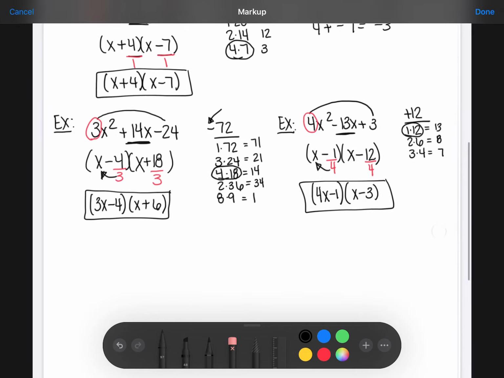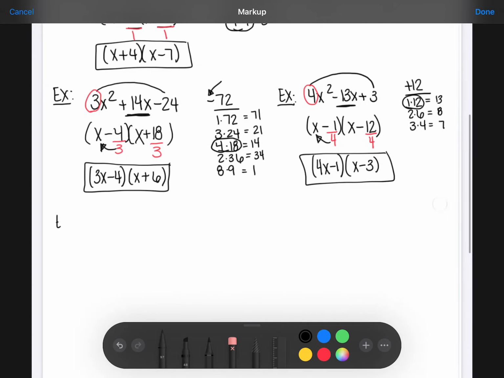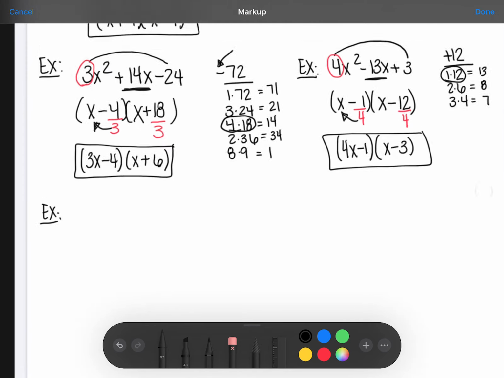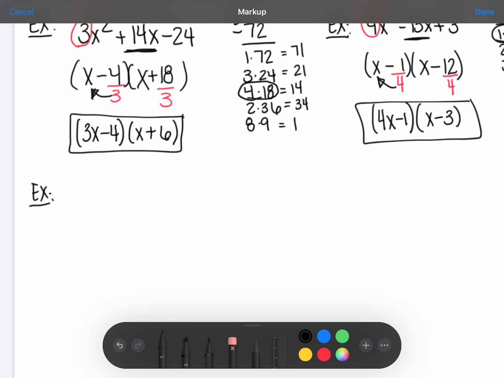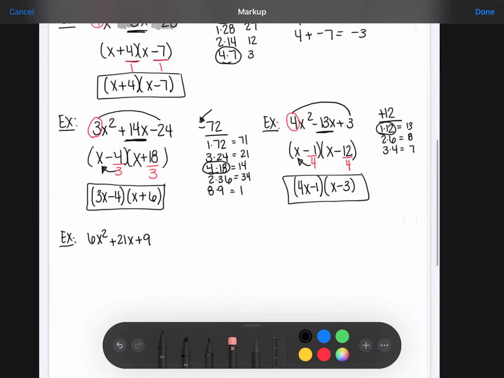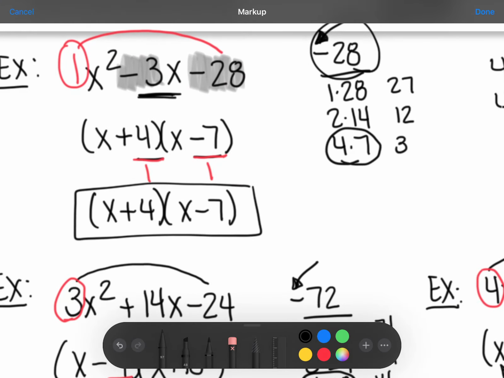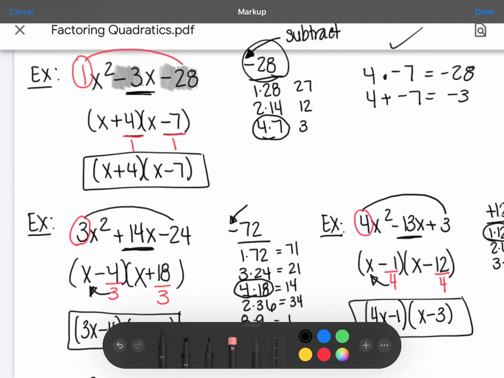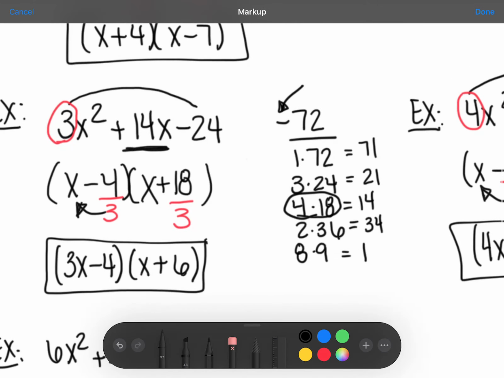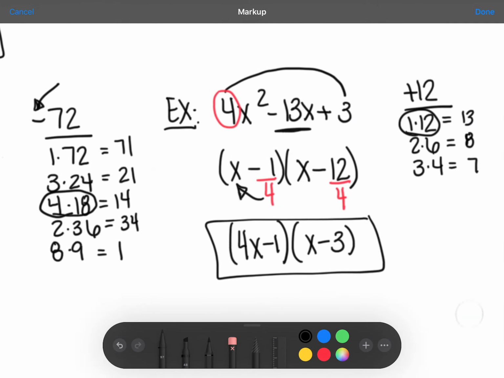And I will do one more. And like I said, if you need me to do more problems, I can. This one I've got 6x squared plus 21x plus 9. And I have been failing to ask you if there's a GCF on all of these. That first one, 1, 3, and 28, no GCF. 3, 14, 24, no GCF. 4, 13, and 3, no GCF.